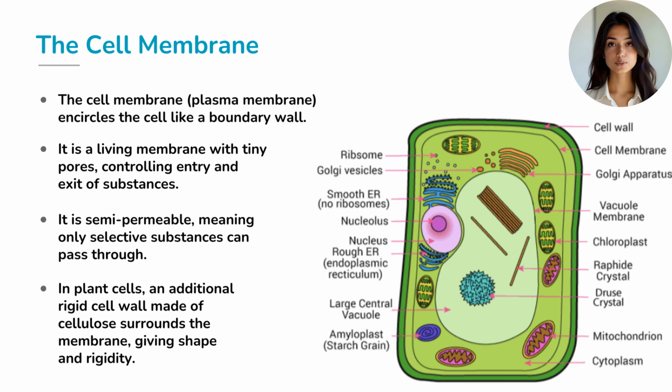Scientists call this property semi-permeability, meaning it allows only selected substances like nutrients and gases to pass while keeping unwanted materials out. In plants, there is an additional protective layer called the cell wall made of cellulose. You can see it clearly marked in the diagram as a rigid outer boundary. The cell wall gives plant cells their shape and rigidity. Unlike the plasma membrane, the cell wall is freely permeable, so solutions can move in and out without restriction. This is why plant cells remain firm even when water enters, unlike animal cells which lack this extra support.